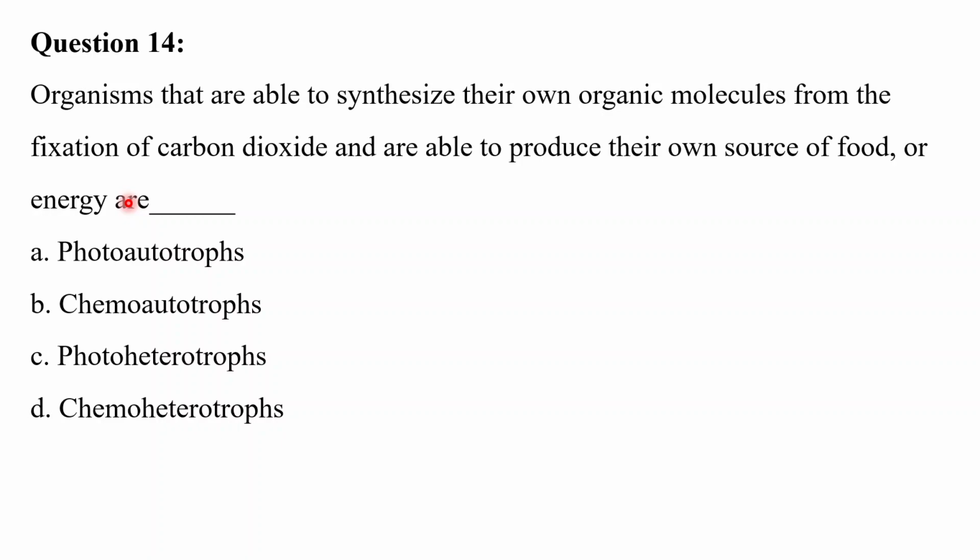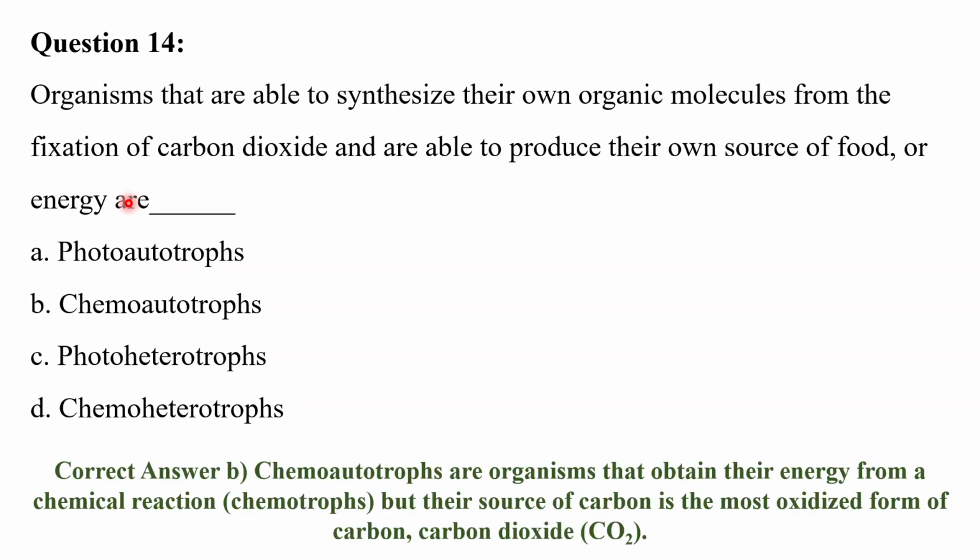So they are using carbon dioxide to synthesize their own organic molecule. That means they are autotrophs, right? And are able to produce their own source of food or energy. So the answer would be Option B, chemoautotrophs. Because they are using carbon dioxide, they are autotrophs. They are using chemical energy, so they are chemoautotrophs.